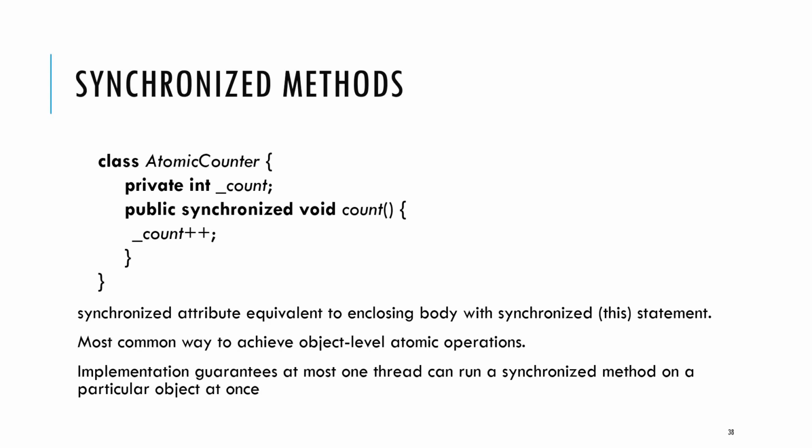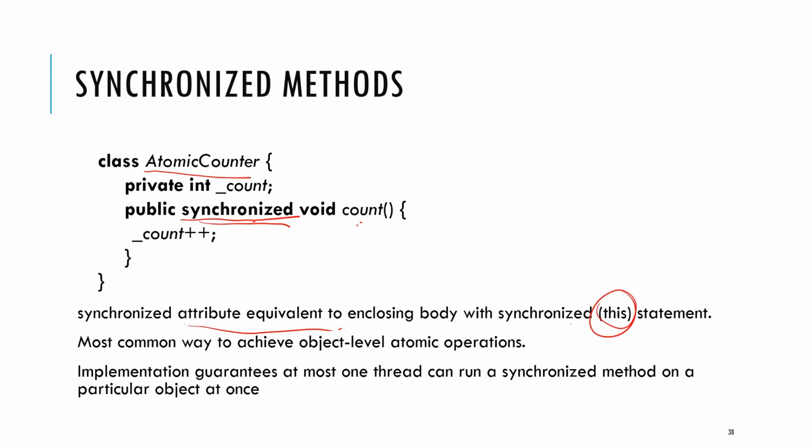By the way, we can also define synchronized methods. So without getting a lock on the original object, we can get normal access on the object. But in its definition, we can make any function synchronized. In this case, the synchronized attribute is equivalent to enclosing the body with synchronized on this.